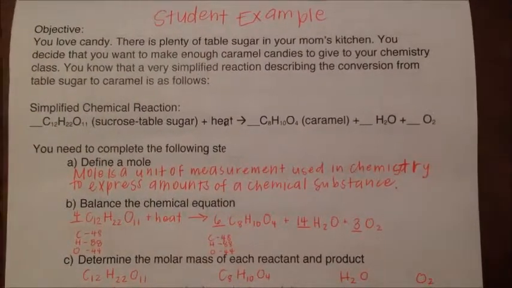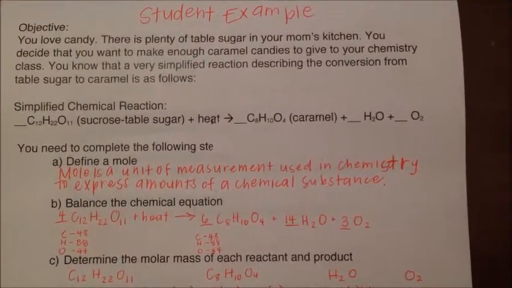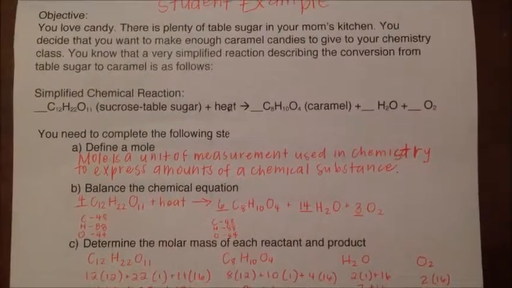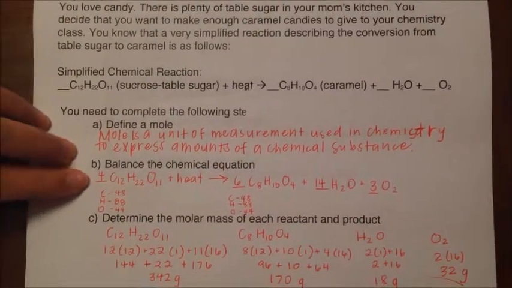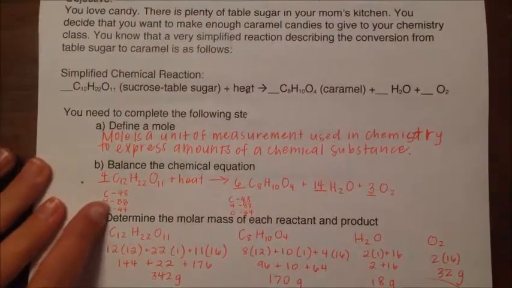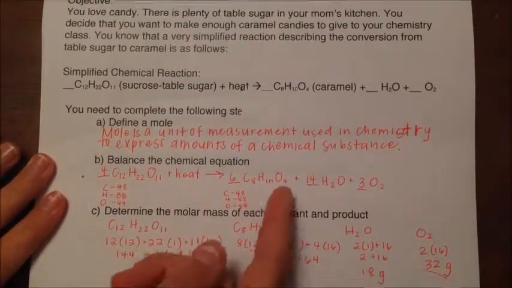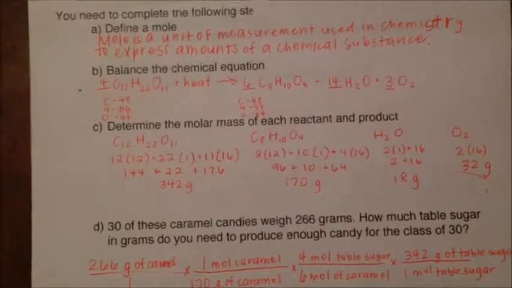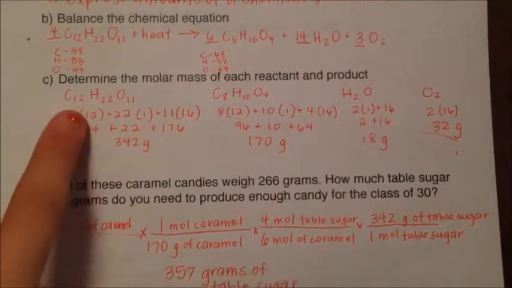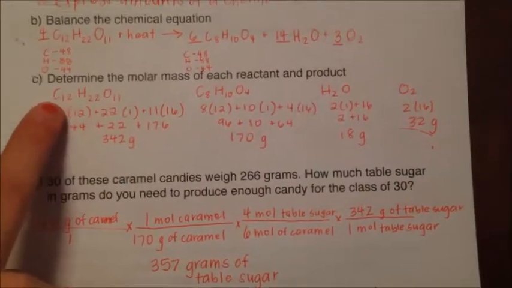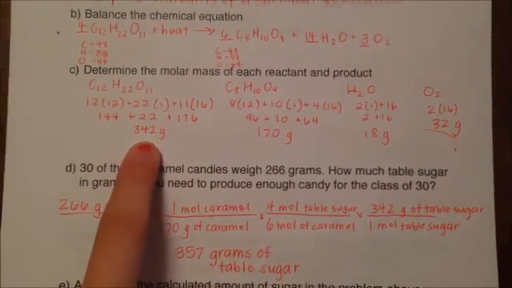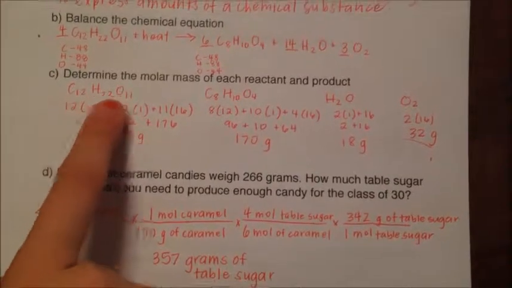Okay, define a mole. A mole is a unit of measurement used in chemistry to express amounts of a chemical substance. Okay, when you balance this chemical equation, when you put the 4 there, the 6 there, the 14 there, and the 3 there, you can see that all of the atoms add up so that they're equal on both sides. Okay, to determine the molar mass of each reactant and product, you take the number of atoms of each element and you multiply by the atomic weight to get the final molar mass. And so you have to add them all up for carbon, hydrogen, oxygen, and so on.